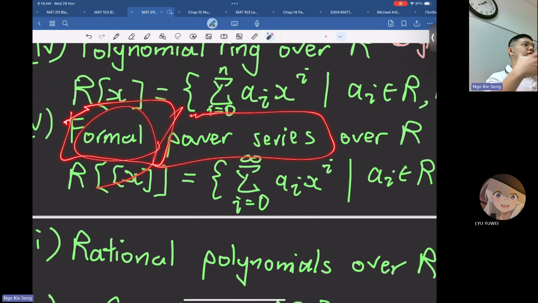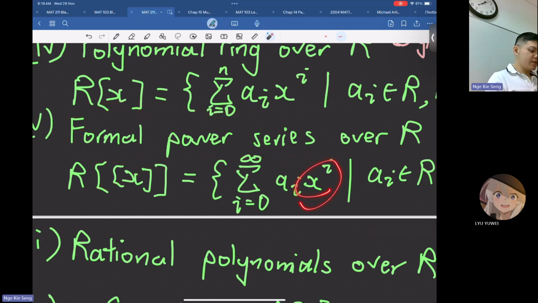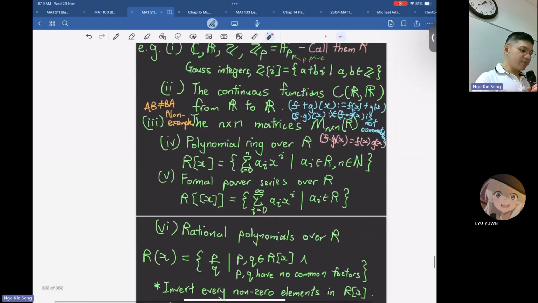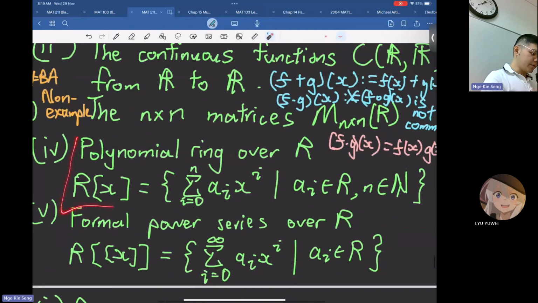That's why we put a formal power series instead of a power series. It's formal, it's just some intermediate x. It's a good exercise to show whether these are rings or not, but we will go into detail showing a polynomial ring is a ring today.